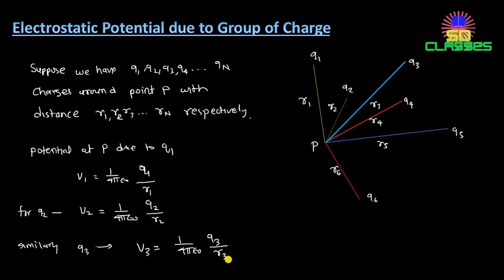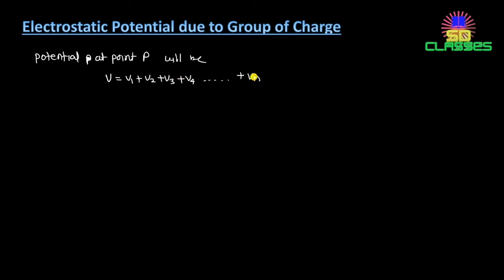So you can see we can find out n number of potentials, and now we are going to add all the potentials by the principle of superposition, and we are going to get the potential at the point P. Okay, so the potential at point P will be V1 plus V2 plus V3 plus V4 dot dot dot plus Vn, right?